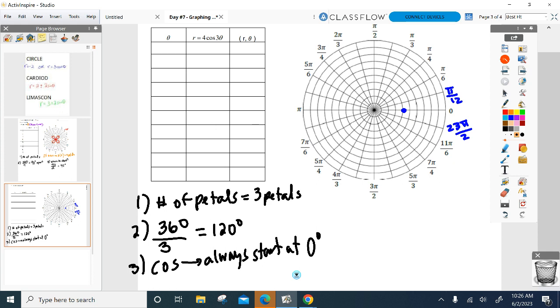2.8. All right, so go about 2.8 on each side. 1, 2.8. 1, 2.8. And there you go. There's your first of 3 petals.